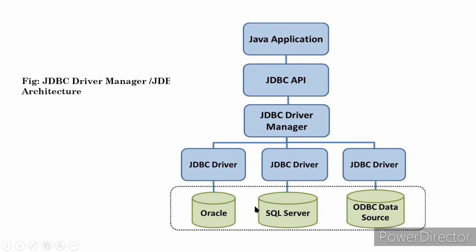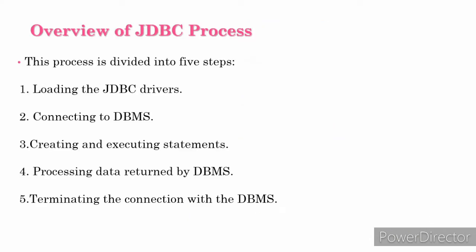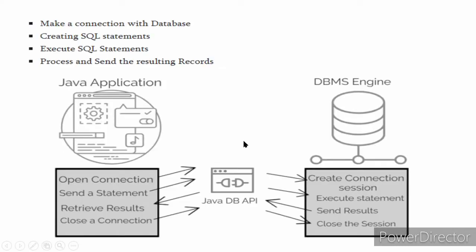Next we will see about the JDBC process. In the JDBC process we have 5 steps. The first one is we have to load the JDBC drivers. Next we need to connect to the DBMS, that is the database management system. Next we have to create and execute the SQL statements. Next, processing the data returned by the DBMS. Next we have to terminate the connection with the database. This gives the brief summary of the JDBC connection process.